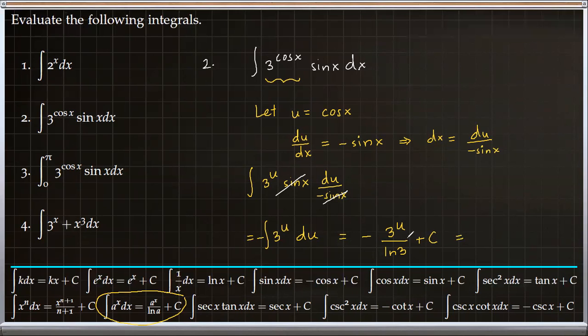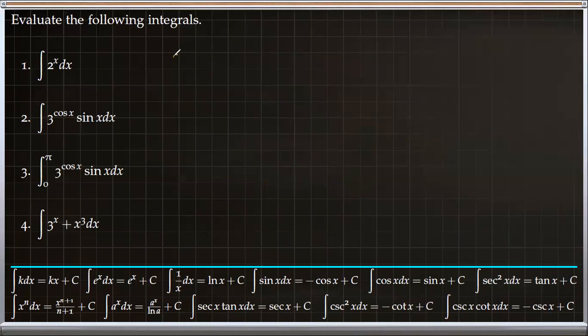And finally, we can replace the expression for u back. So we get negative 3 to cosine x over natural log of 3 plus constant. So this is the antiderivative for the second problem. Let's look at the next one now.